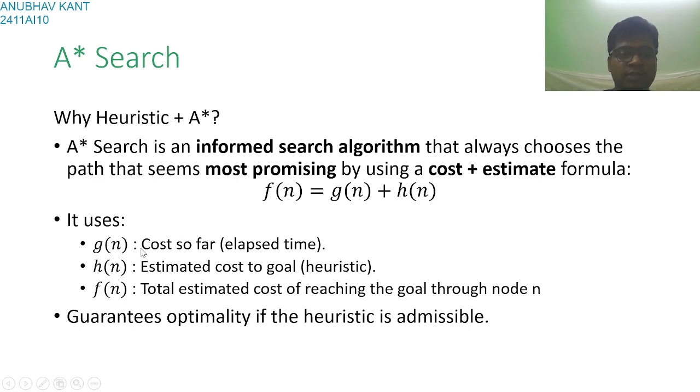Here, G(n) represents the cost so far, the actual cost to reach the node n. H(n) represents the estimated cost to reach the goal node from a particular node. And F(n) represents the total estimated cost of reaching the goal through the node n. It guarantees optimality if the heuristic that we have chosen is admissible.